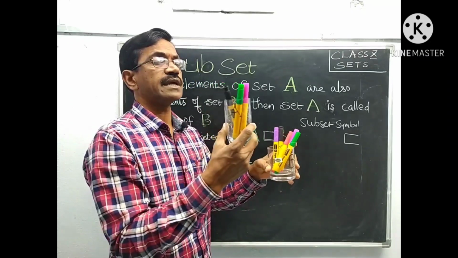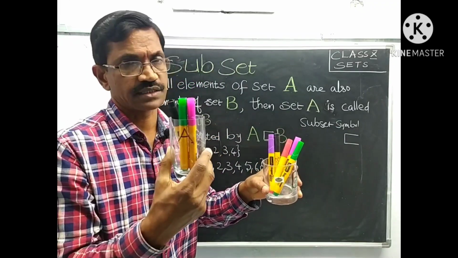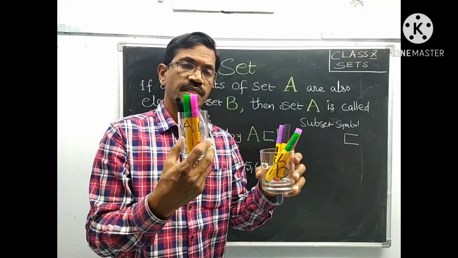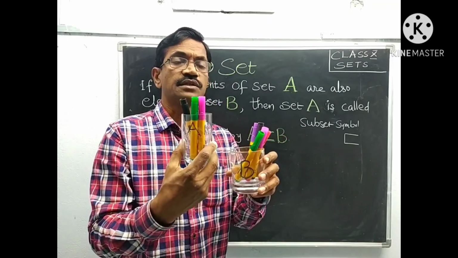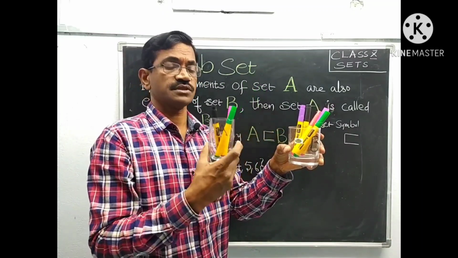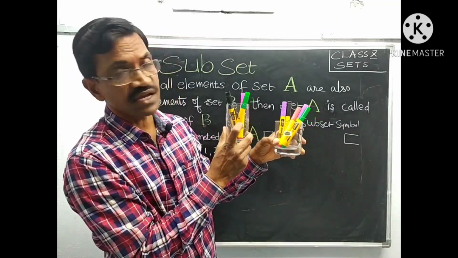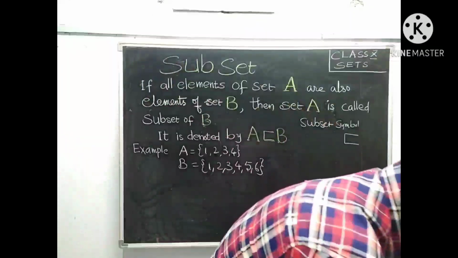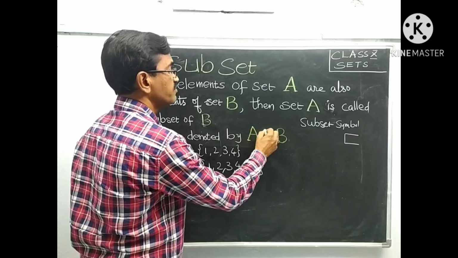So every element of set A, that means here markers, is also in B, which contains markers of that color. Therefore, this set is called a subset of B. So set A is a subset of B because every element of A is also an element of B. In this way, we denote this by A subset of B.